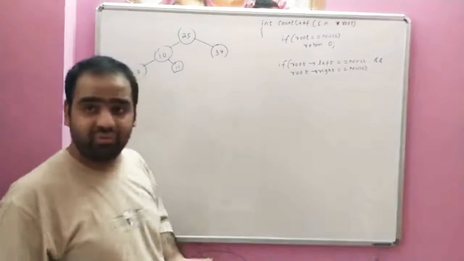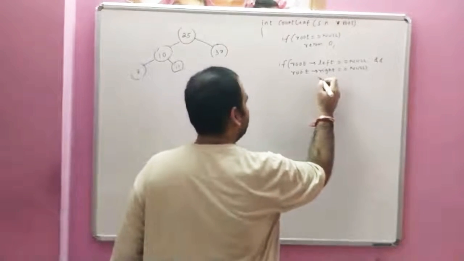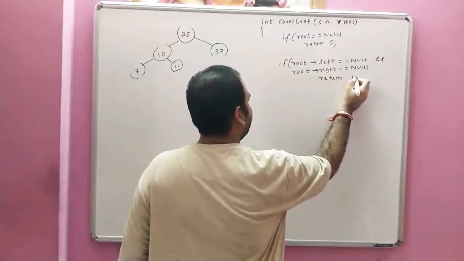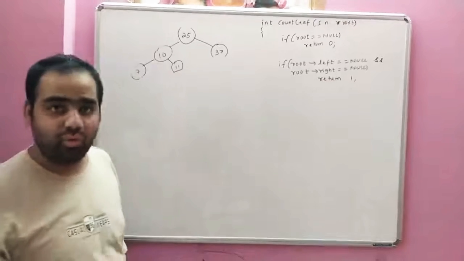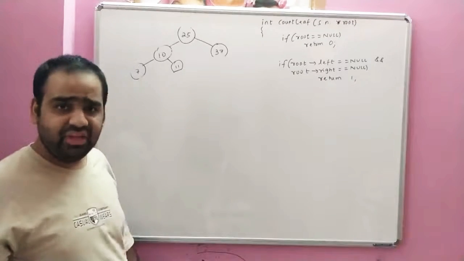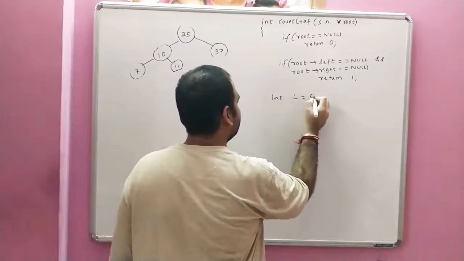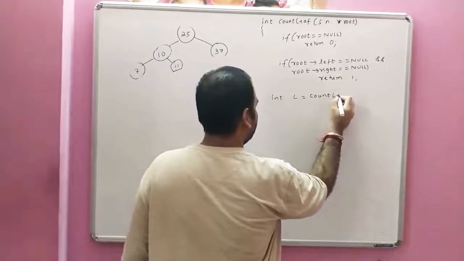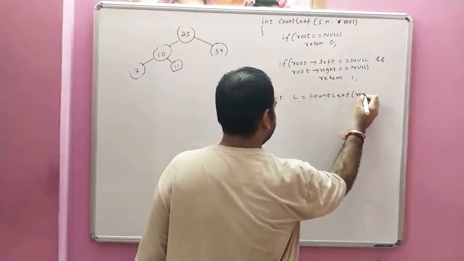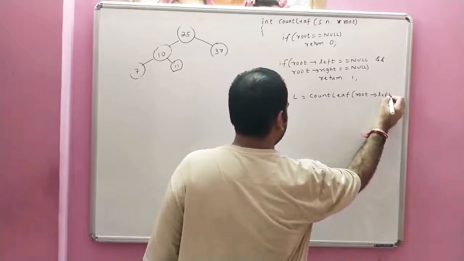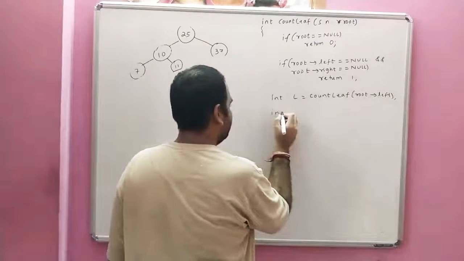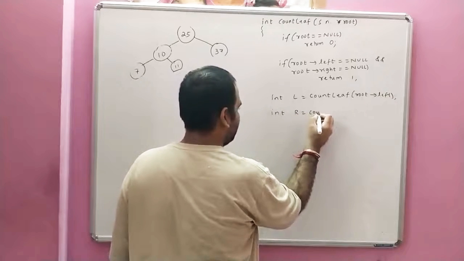And if it is a leaf node, what I have to do? I have to return 1 because I have encountered one leaf node over there. Then you have to count the number of leaf nodes on LHS. Therefore, we say int L is equal to count the number of leaf nodes on LHS. And then we write count the number of leaf nodes on RHS.